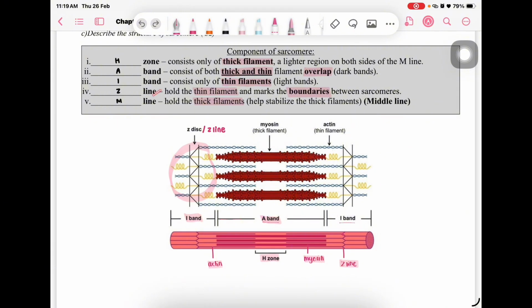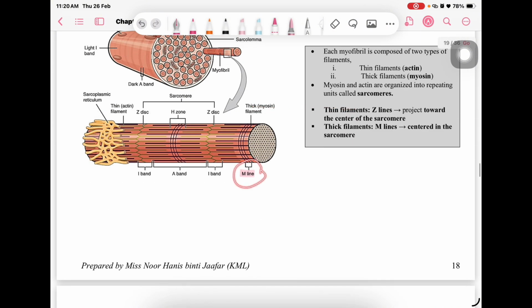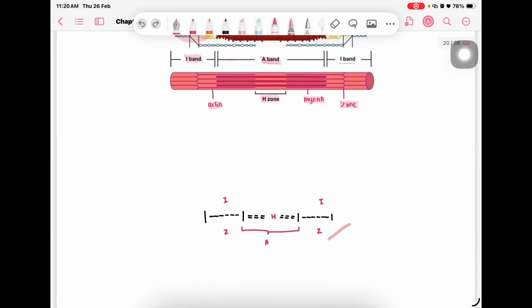Okay, next is Z-line. Z-line holds the thin filament and marks the boundary between sarcomeres. Where is Z-line? For information, Z-disc and Z-line are the same. So here is Z-line. Last but not least is M-line. M-line holds the thick filament and also helps stabilize the thick filament. So here is M-line. Here is a simple sketch of sarcomere that I hope can help you understand, it's just an easy sketch. Z-line, A-band, I-band, A-band, H-zone, I-band, and Z-line.